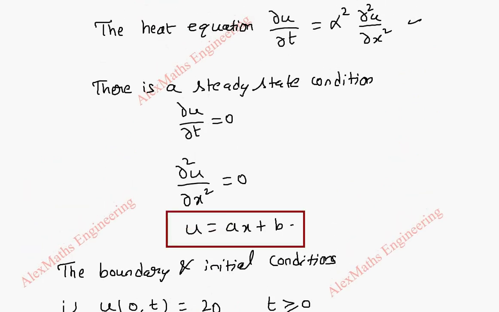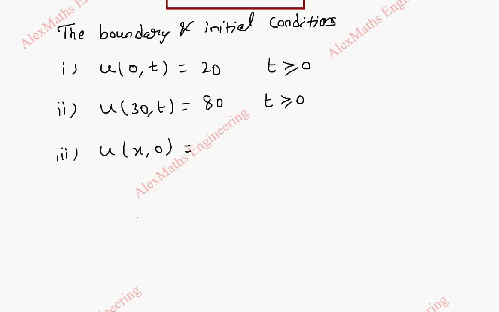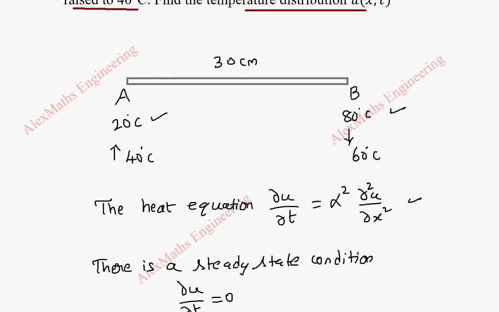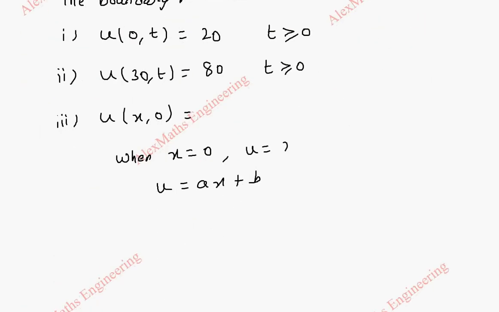U is ax plus b. So when x is 0, U equal to ax plus b. When x is 0, we get U as, in the starting at A we have 20 degree. So U is 20. So 20 equal to A into 0 plus B. So B is 20 actually.